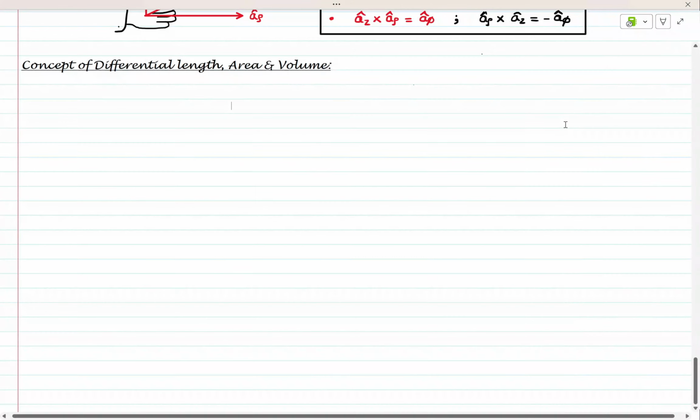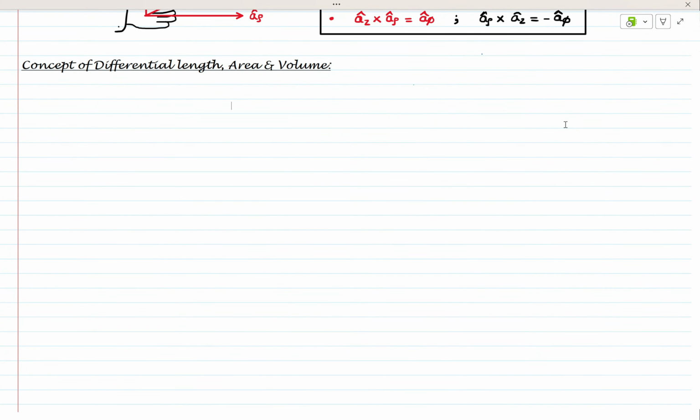Hi friends, in this video I am going to discuss the concept of the differential length, area and volume in the cylindrical coordinate system. As you know, we are discussing the cylindrical coordinate system. We have covered the basics of the cylindrical coordinate system. Now I am going to start the differential length, area and volume concept in the cylindrical coordinate system. For that, let me first draw the cylindrical coordinate system as well as the cylindrical volume.